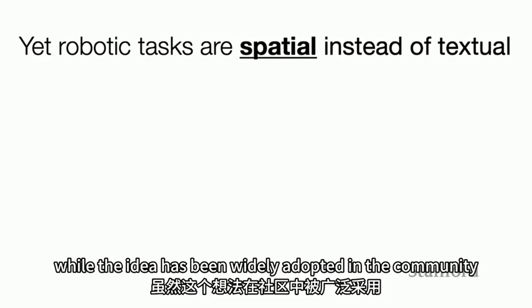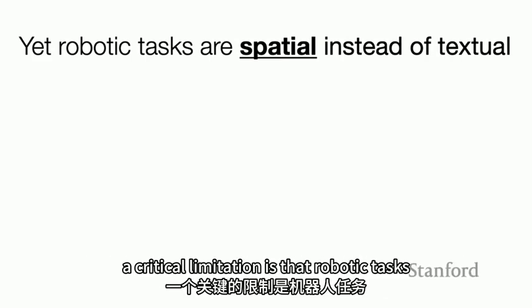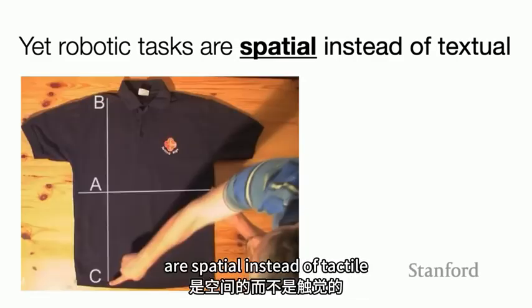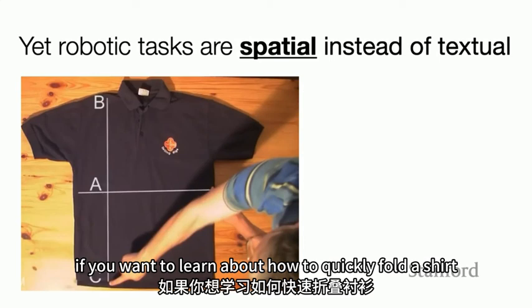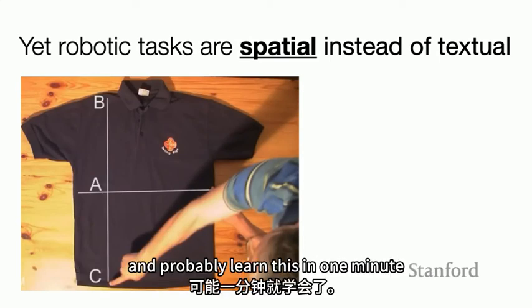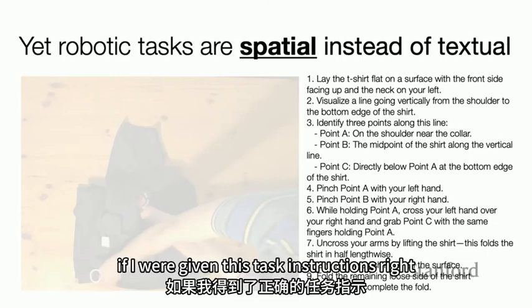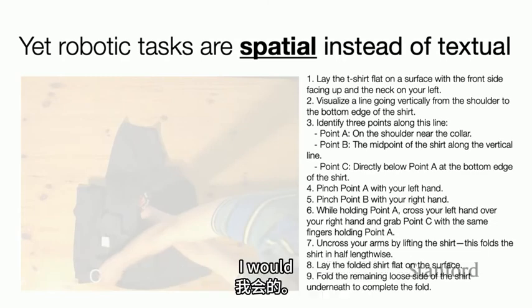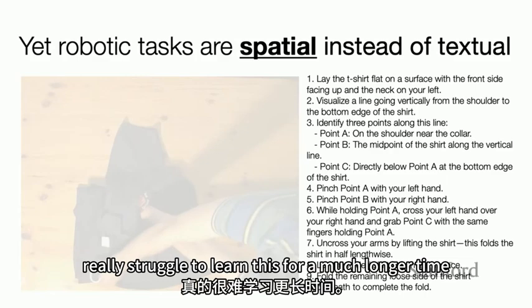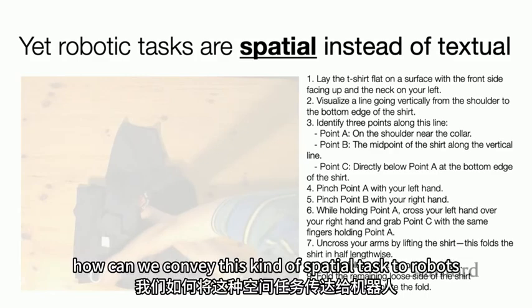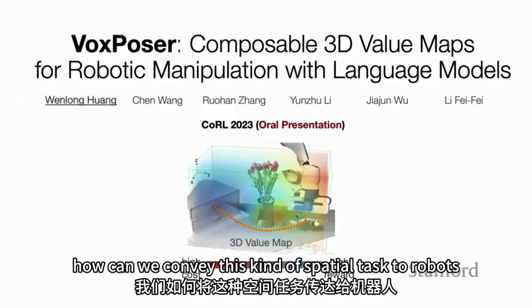While the idea has been widely adopted in the community, a critical limitation is that robotic tasks are spatial instead of textual. If I want to learn how to quickly fold a shirt, I can watch a video and probably learn this in 1 minute or maybe less. If I were given text task instructions, I would really struggle to learn this for a much longer time. So how can we convey this kind of spatial task to robots?